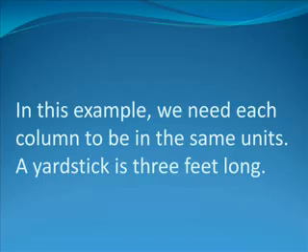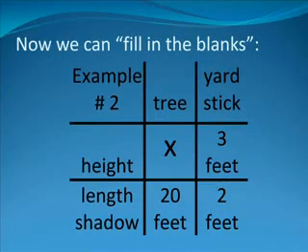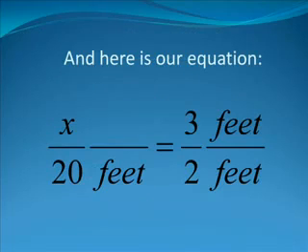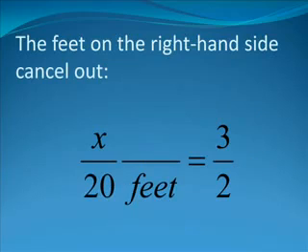In this example, we need each column to be in the same units. A yardstick is 3 feet long, by definition. Now we can fill in the blanks. The lower right-hand corner of the tic-tac-toe board has the information for our equation. And here is our equation. X divided by 20 feet is equal to 3 feet divided by 2 feet.